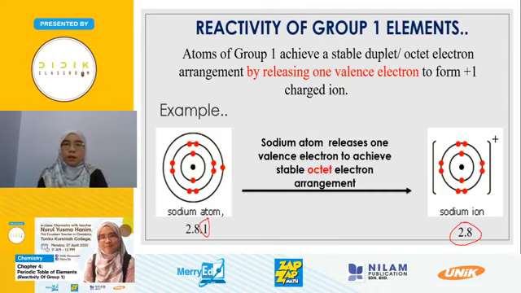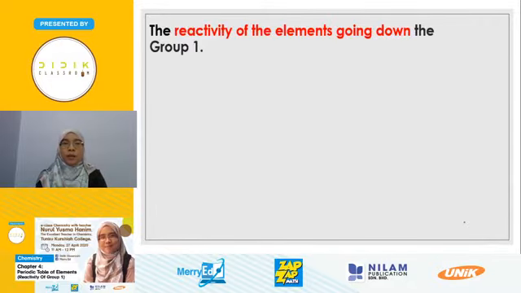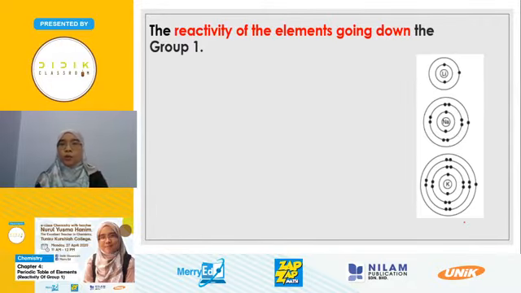So in the reactivity of group 1, we can say that the reactivity is based on the ability of the atom to release one valence electron. So the easier for the atom to release the valence electron, the more reactive the element will become. Okay, so going down the group, you can see that this is lithium, this is sodium, and this is potassium. And now we're going down group 1.